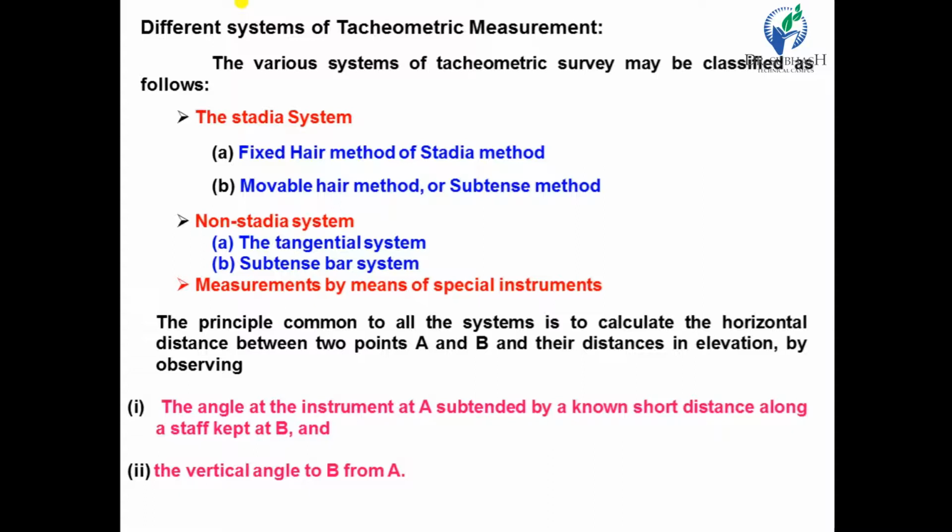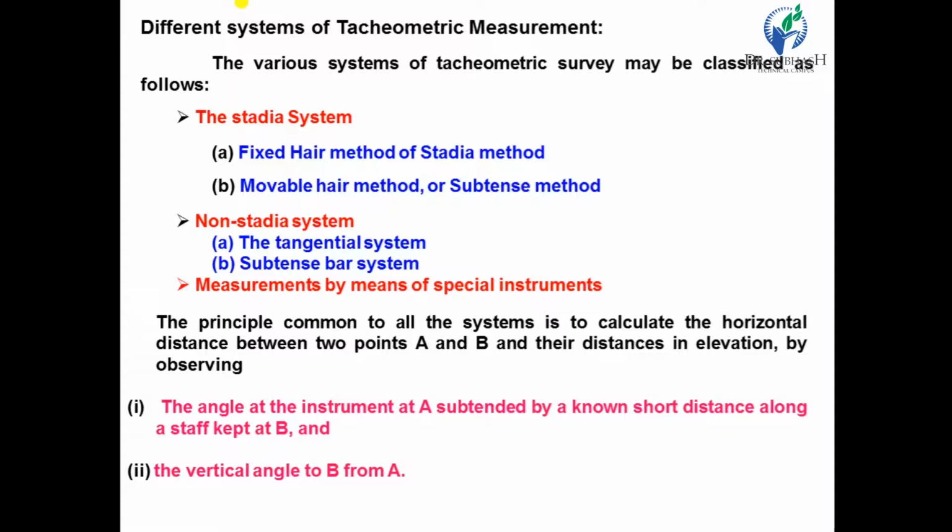The second system is the non-Stadia system, which is generally based on trigonometric leveling. The first is the tangential system and the second is the subtense bar system. The third measurement technique is measurement by means of special instruments.